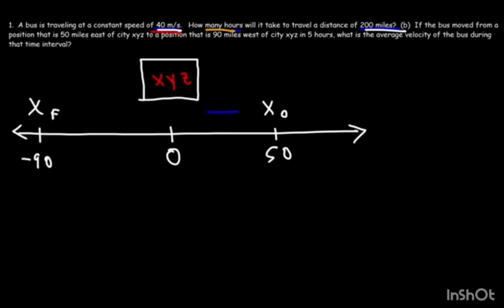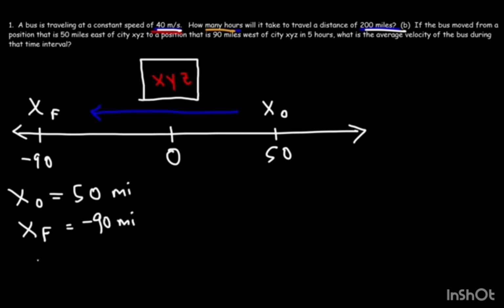So the bus is traveling west, which means that the average velocity should be a negative value. Now, how can we calculate the average velocity? What formula do we need to use? It really helps to write down everything. We know that x initial is 50, x final is negative 90, and the units are in miles. And then we have the time, which is 5 hours. We want to calculate the average velocity.